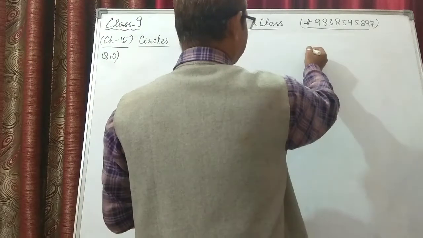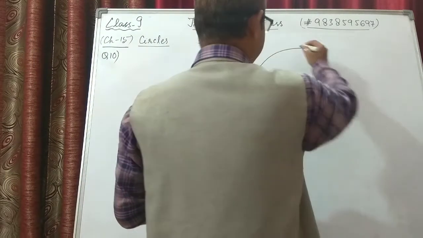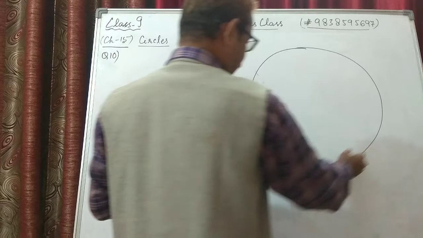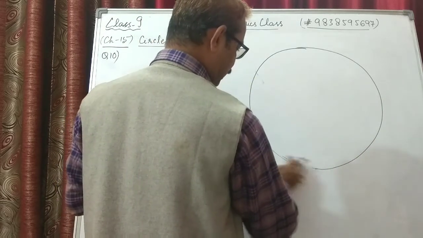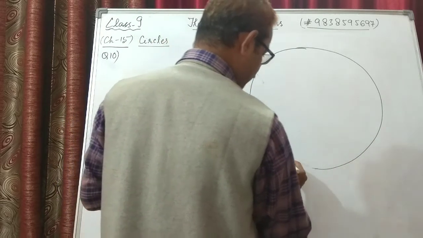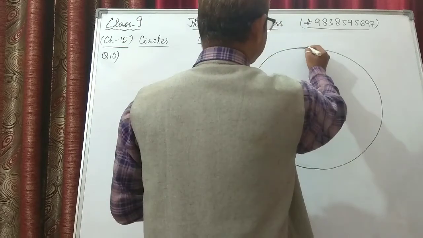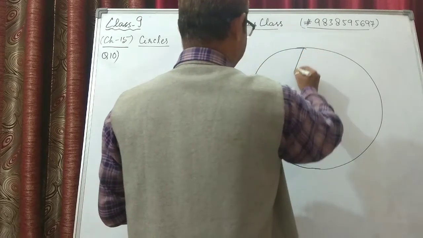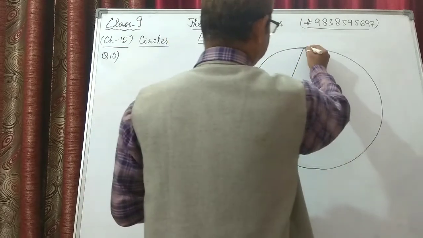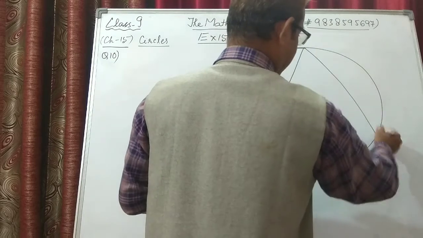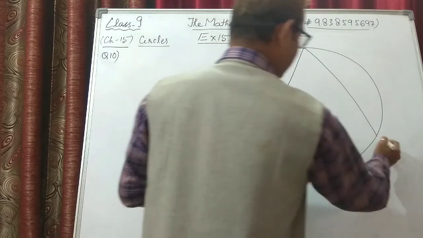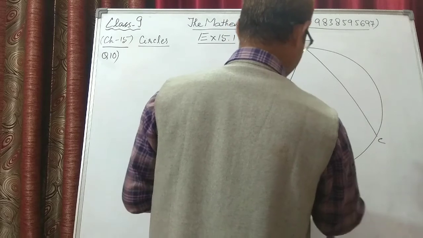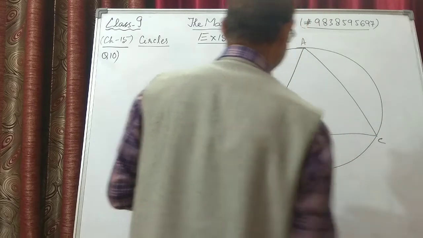They say that in a circle an isosceles triangle is there, and we know that an isosceles triangle means a triangle with two sides equal. So let us say this is one side and this is one side. This is A, B and C, and this is the different side.